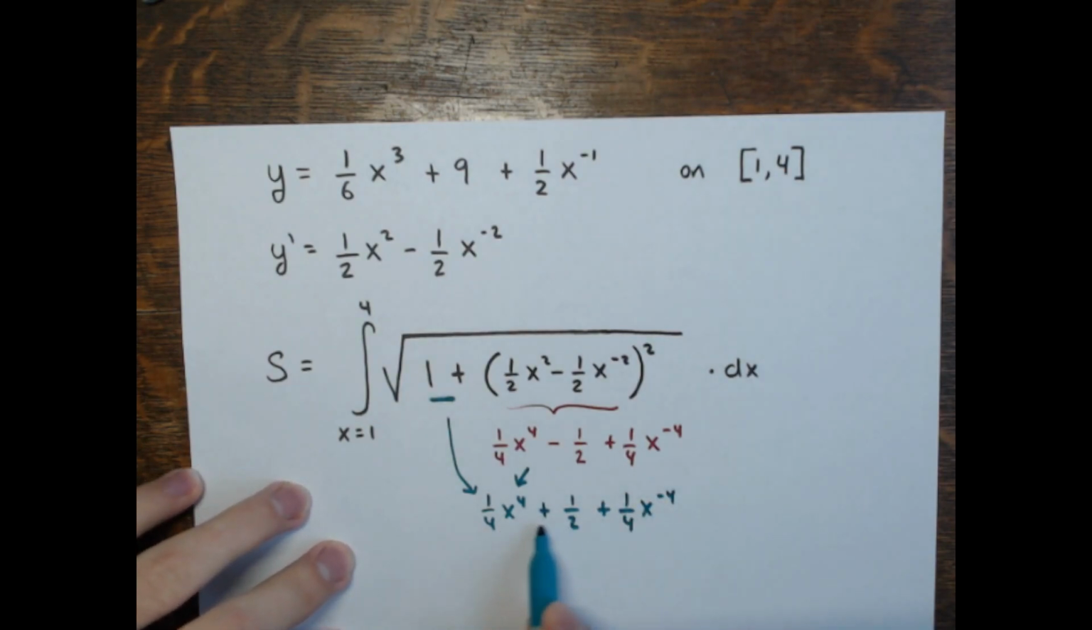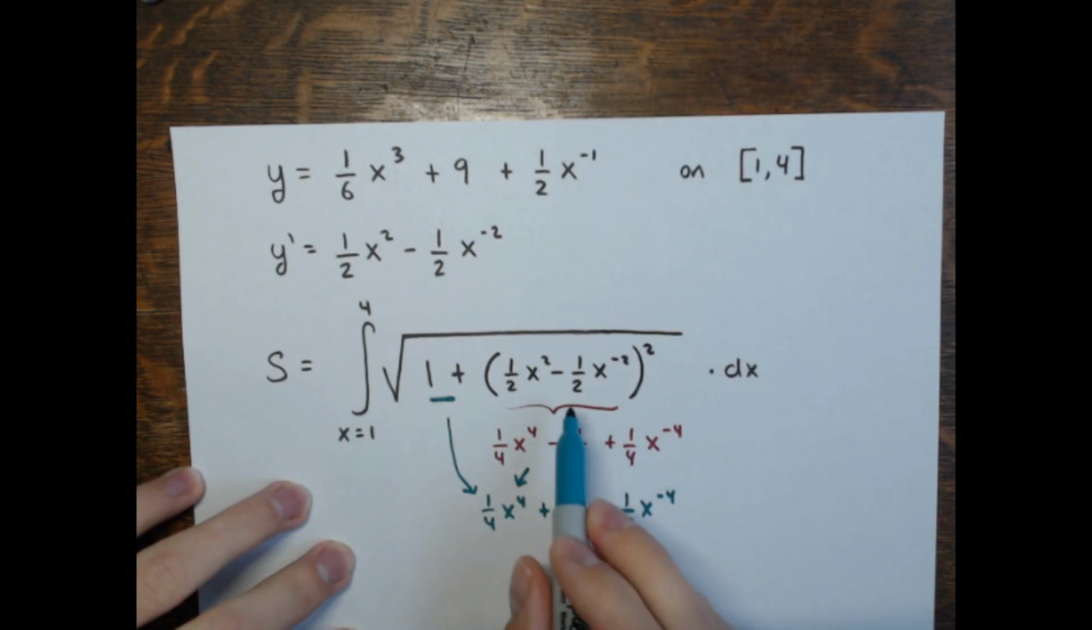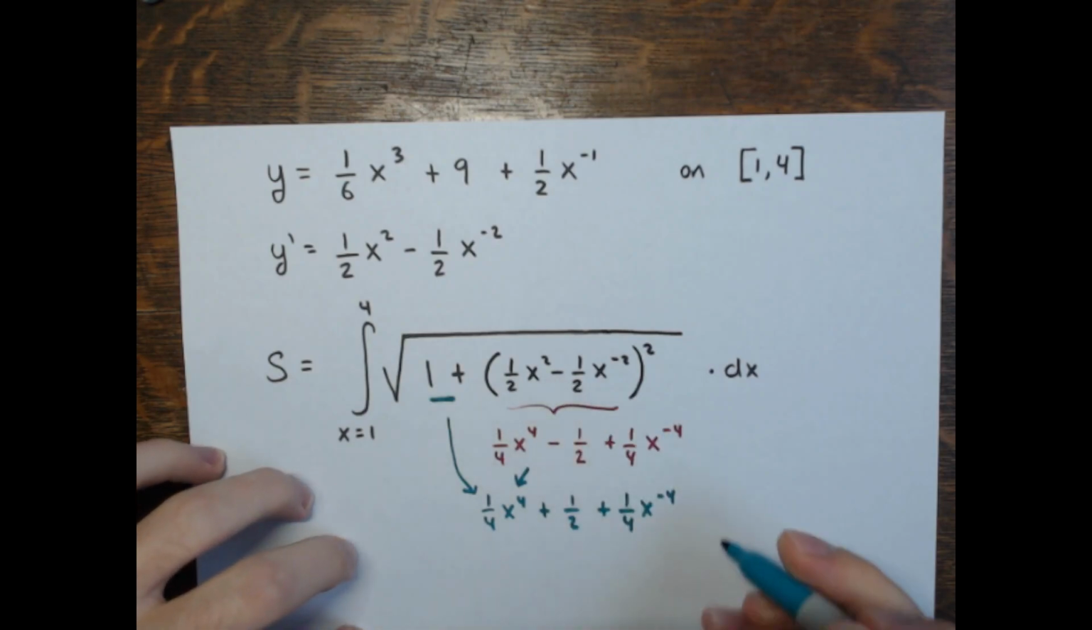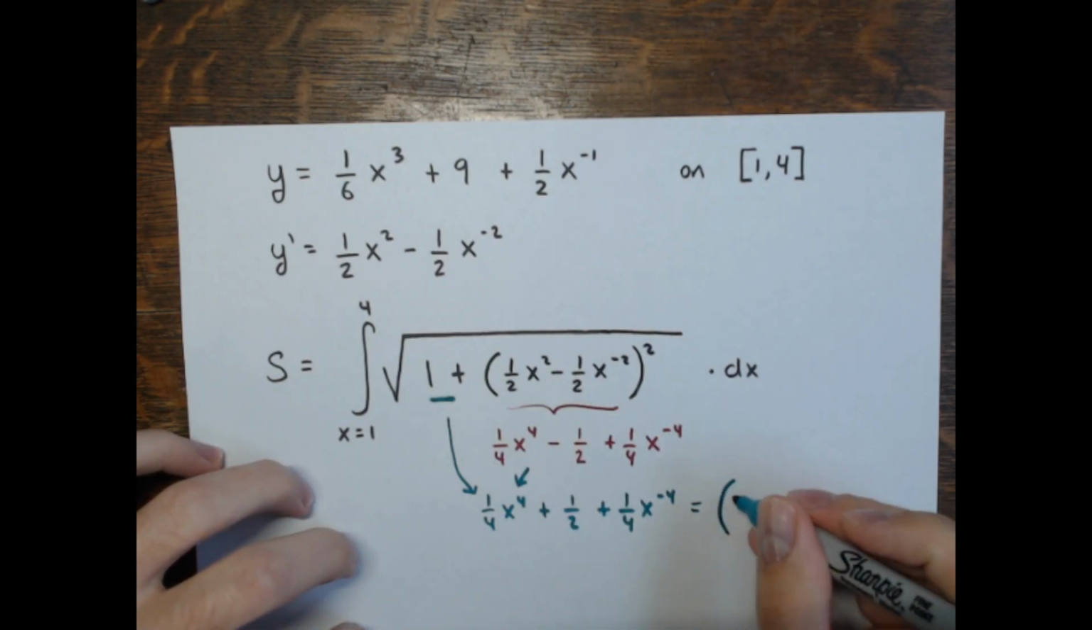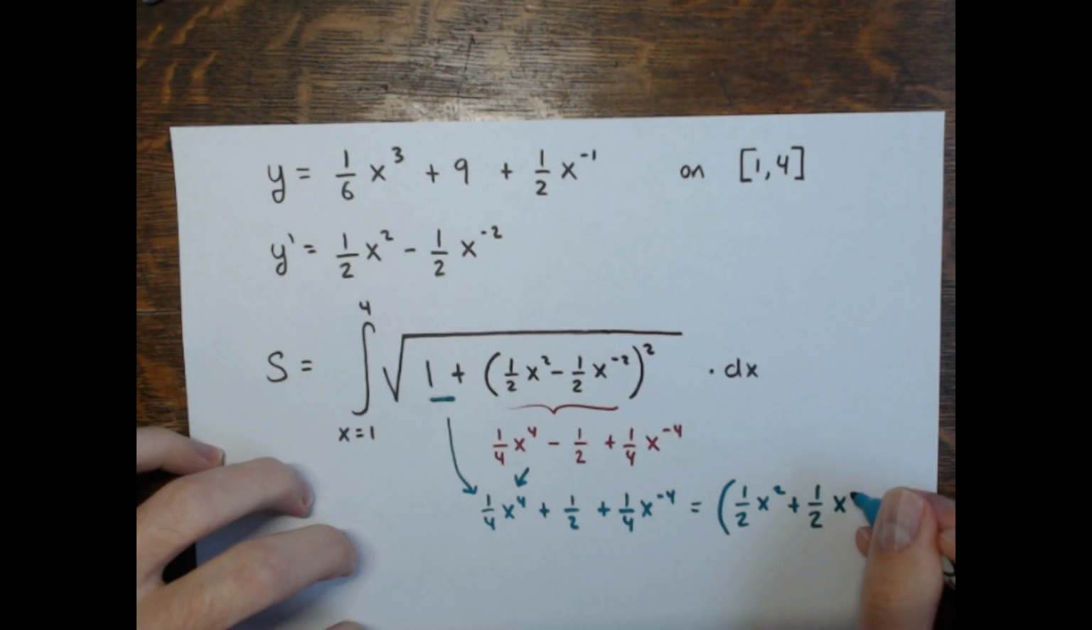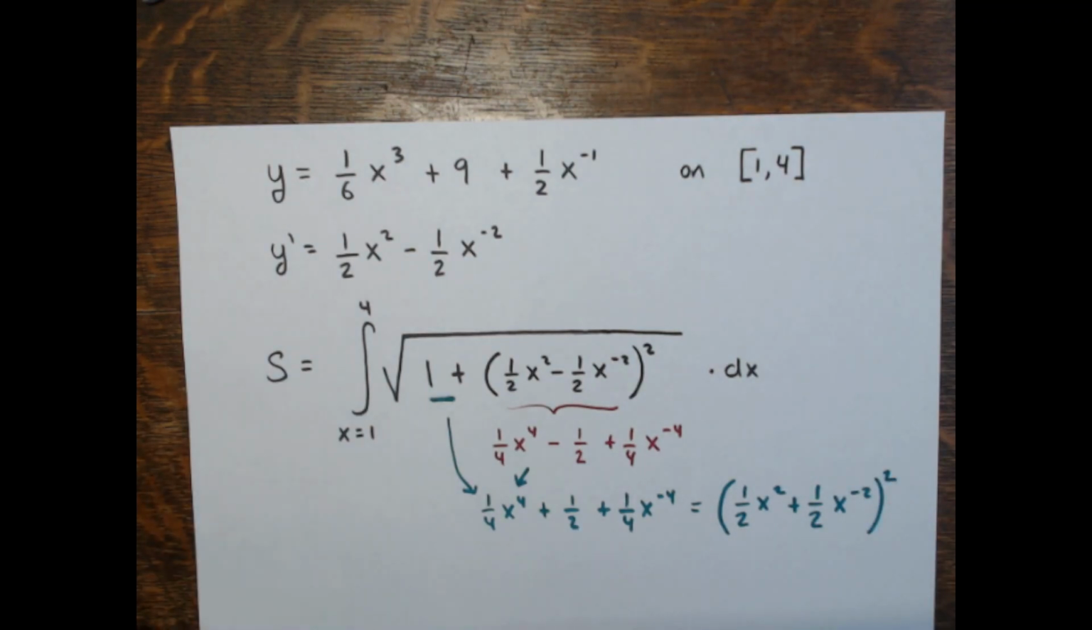And do you see how this expression is exactly the same as this one, but with a plus a half instead of a minus a half? So the expression I'm pointing at here, I got from squaring this with the minus in the middle. So I'd get this expression here by squaring this here with a plus in the middle. All right, so this here is equal to 1/2 x squared plus a half x to the negative second, that quantity squared. And we're taking the square root of this. So that square will go away.